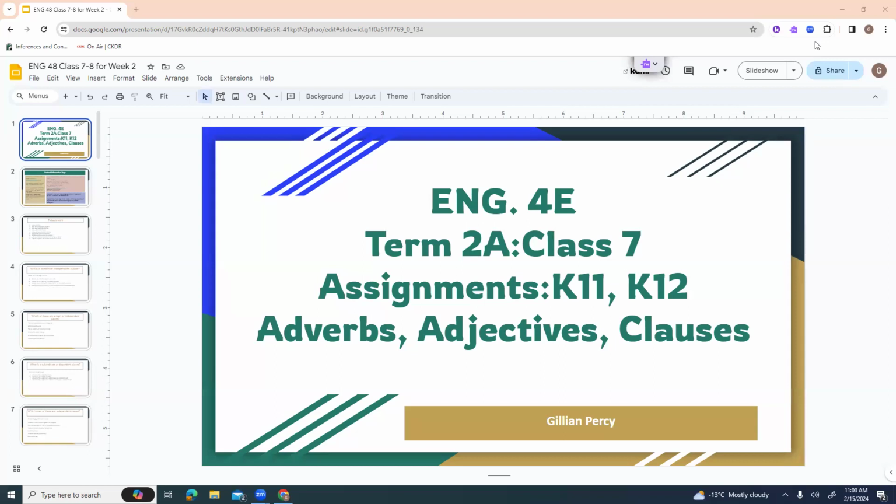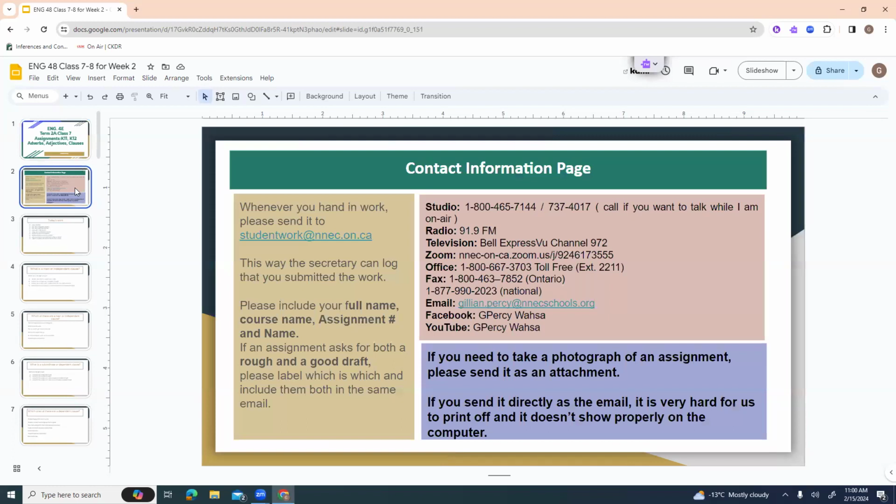We're going to be looking at assignments K11 and K12 today, and we're going to be looking at adverbs, adjectives, and reviewing clauses.